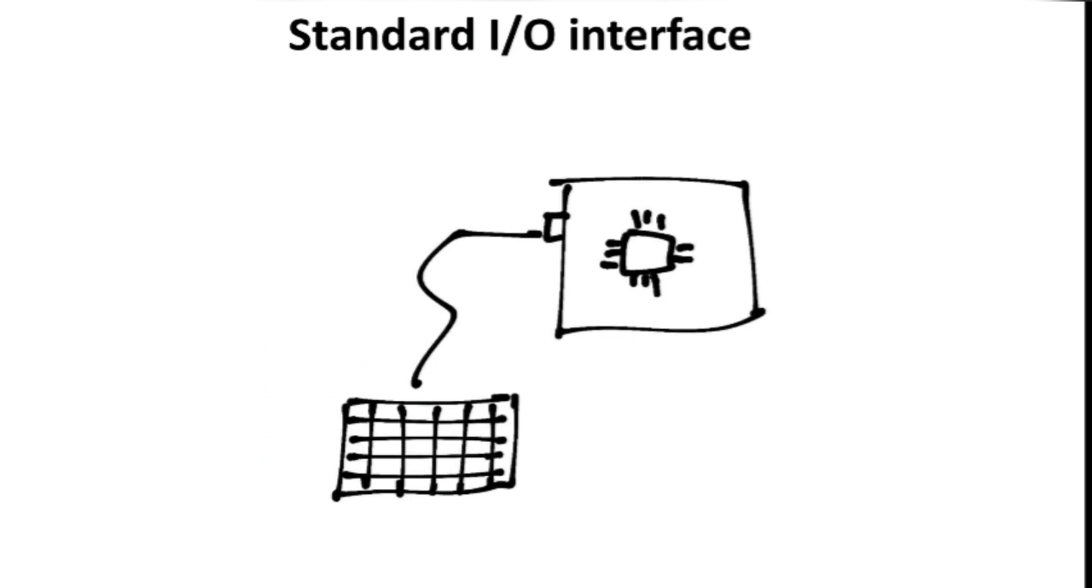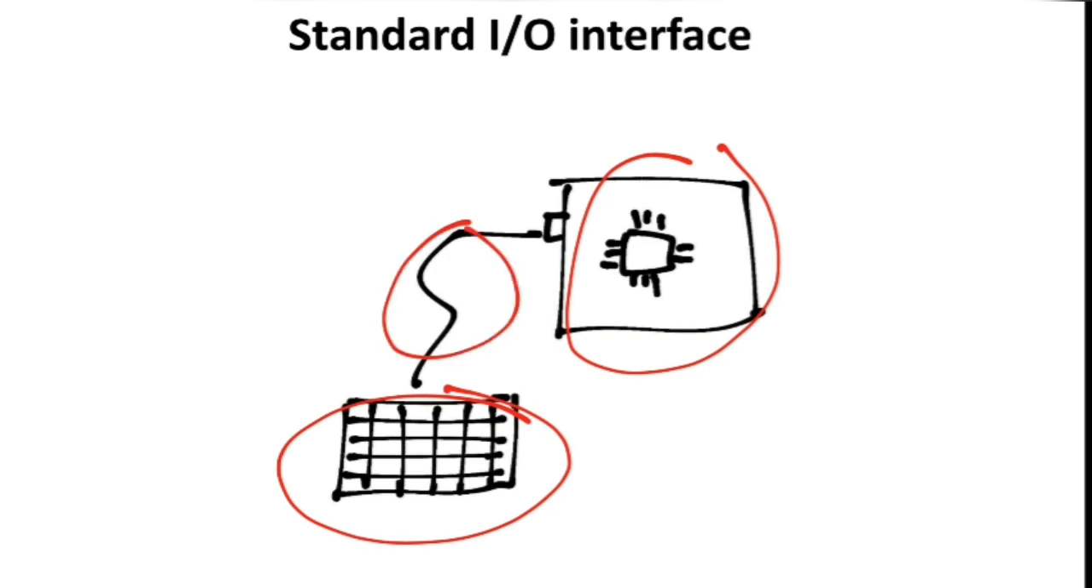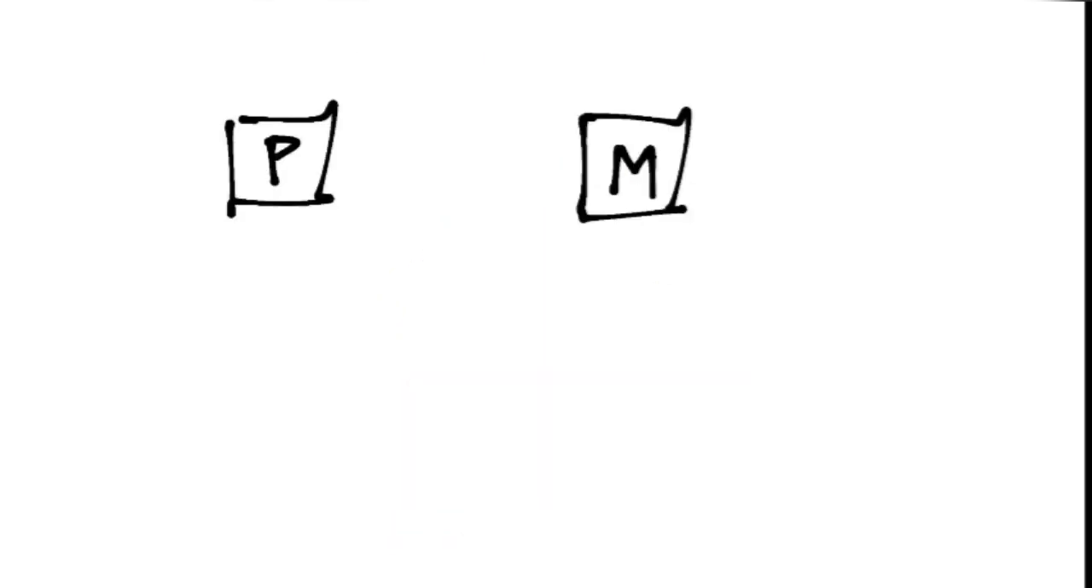Now what is standard IO interface? It means this is the processor, this is the keyboard, both are connected by a wire here, and here is the port. So there should be some basic standards, right? Means which should be same for every device, so that every device will be connectable to the processor. So let's see what are those.